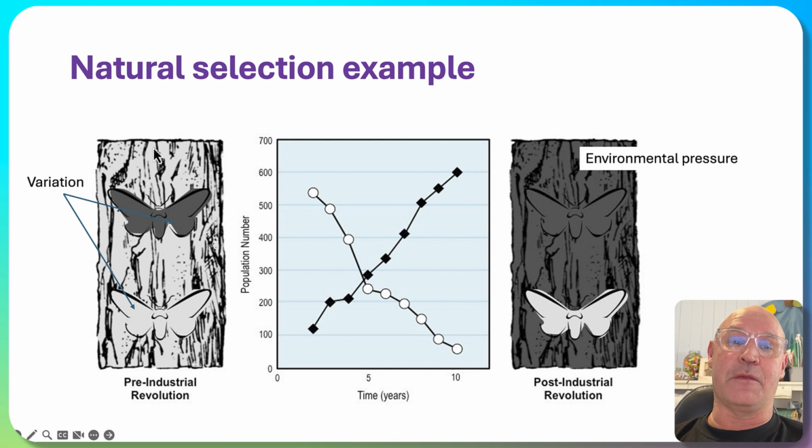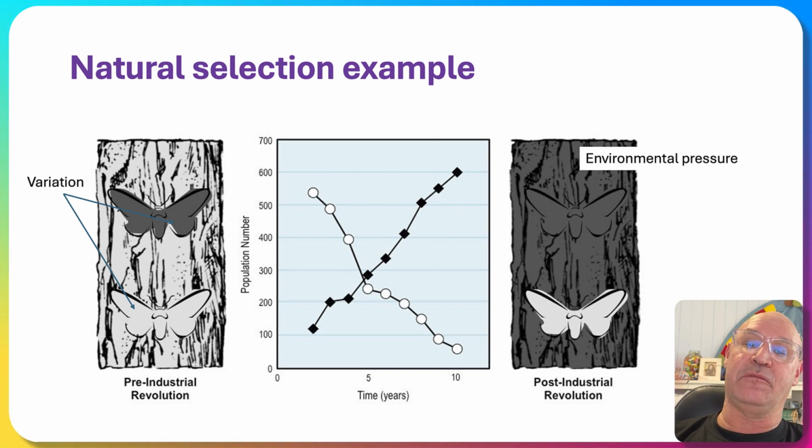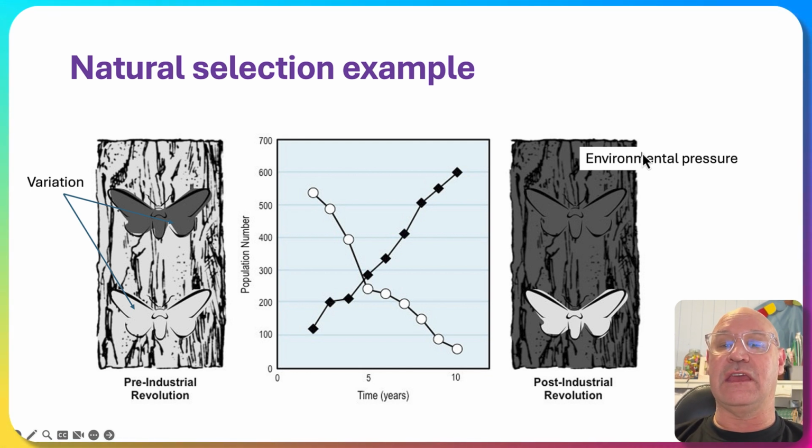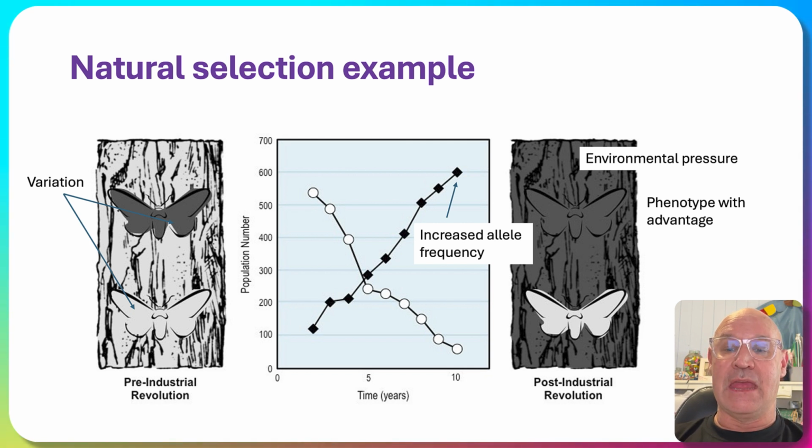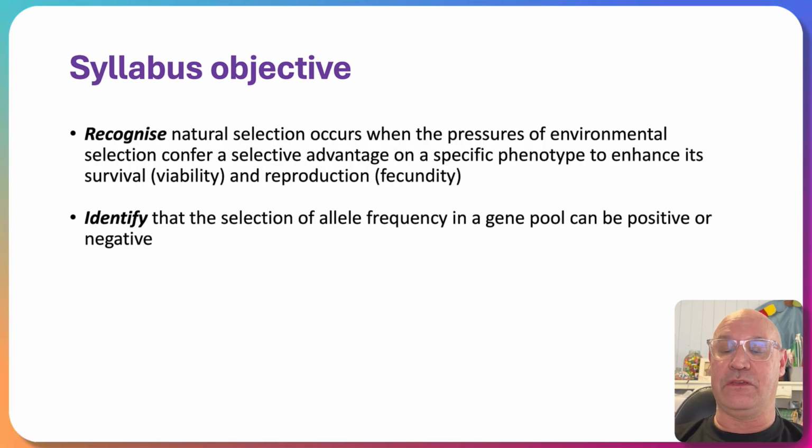We also see that there's an environmental pressure. There was an environmental pressure, and that changed because during and post-Industrial Revolution, these white oak trees turned grey or black because of the soot from the factories. So there was a change in the environment that created environmental pressure. This time, it selected for the black moths and selected against the white moths. So we see that the black moths have a survival advantage, and we see that this means that we have an increase in the allele frequency of the black moths and a reduction in the allele frequency for the white moths.